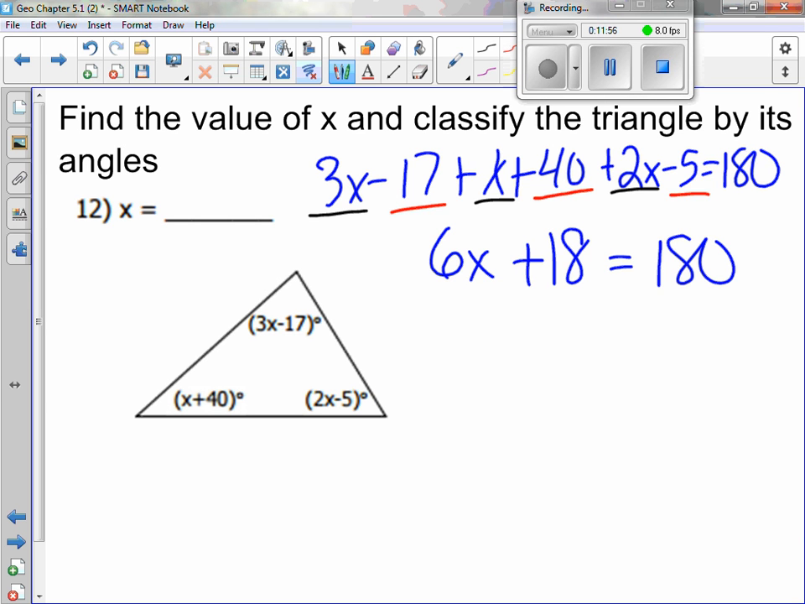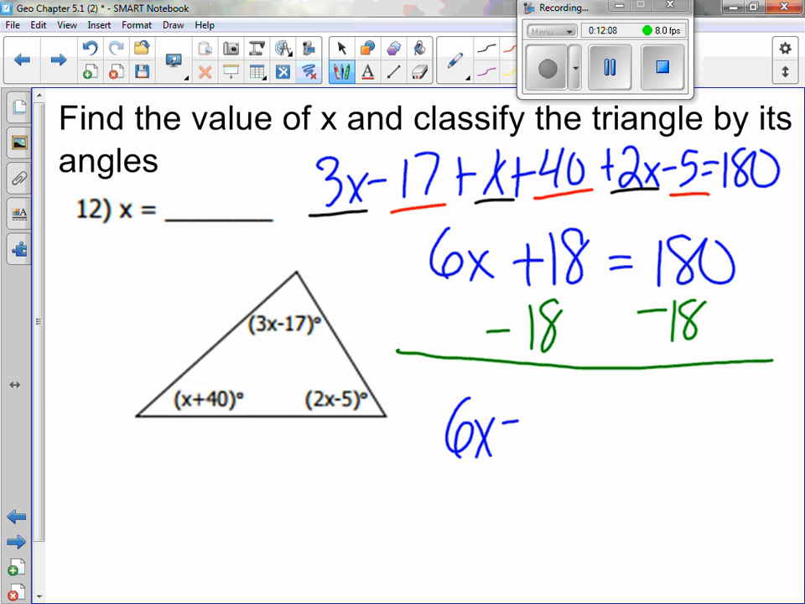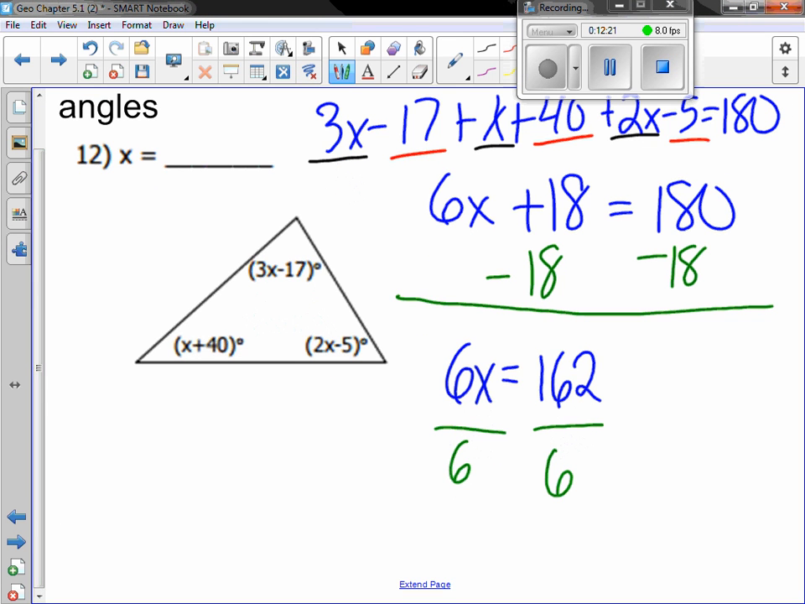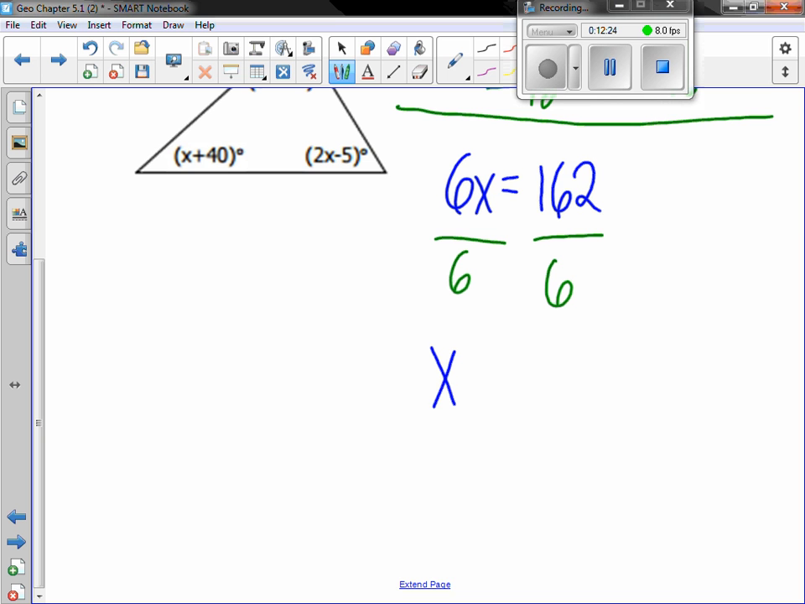So what do we need to do next? We need to get x by itself. So we'd subtract 18 from both sides. And when we subtract 18 from both sides, we get 6x. Divide both sides by 6. Any questions on this here?